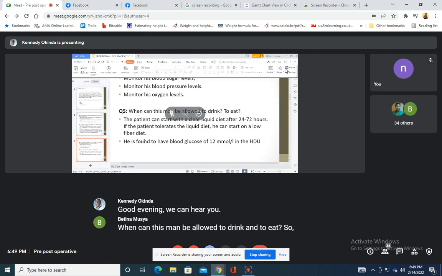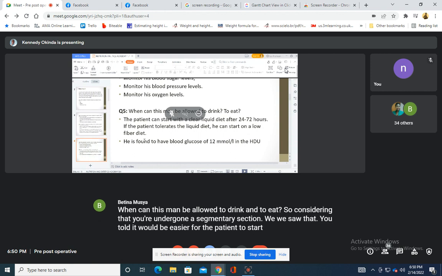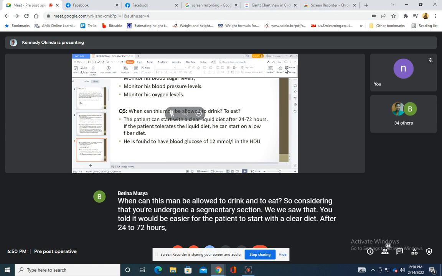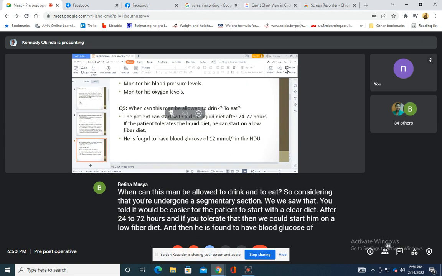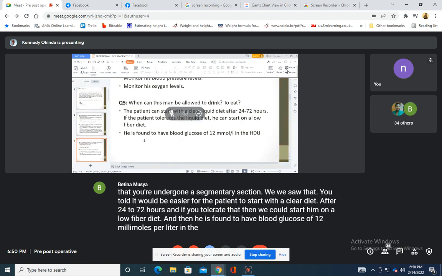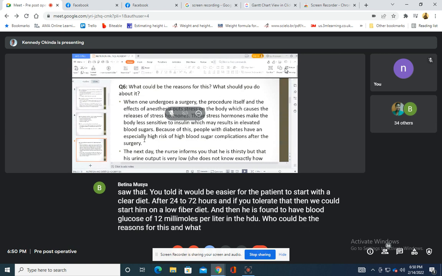Considering that he had undergone a sigmoid resection, we thought that it would be easier for the patient to start with a clear diet after 24 to 72 hours, and if he tolerates that, then we could start him on a low fiber diet. And then he's found to have blood glucose of 12 millimoles per liter in the HDU. What could be the reasons for this, and what should you do about it?